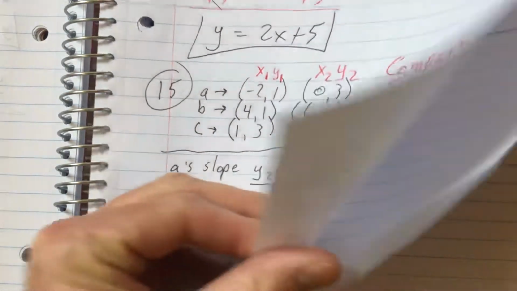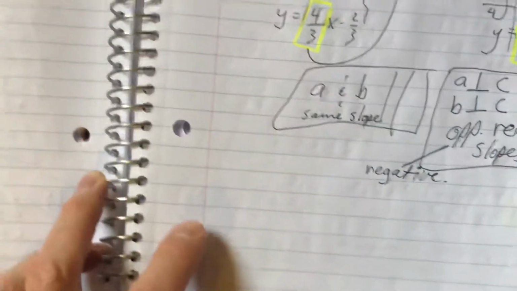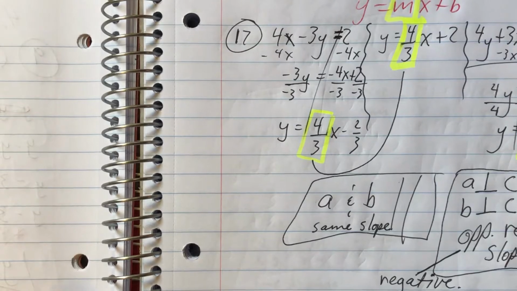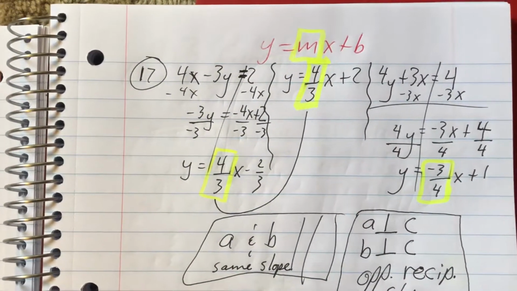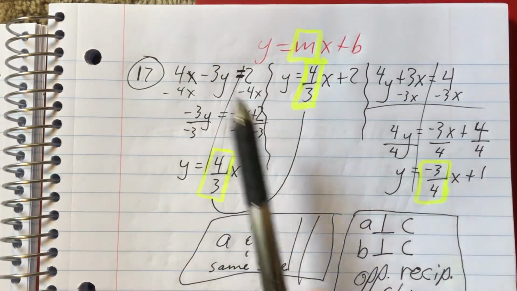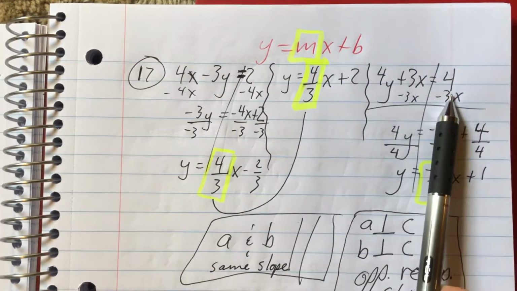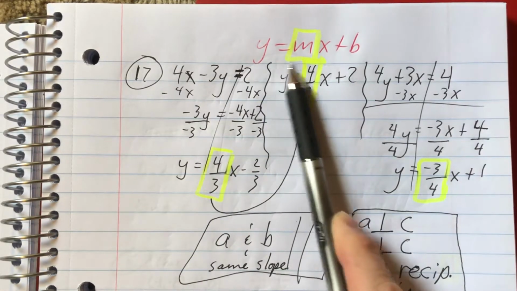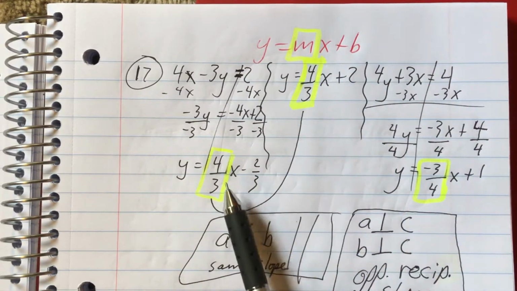All right, moving on to number 17. Number 17, we're comparing the slopes of all of these lines, and we're going to find out if anything is parallel or perpendicular. So here are the 3 equations, and I write them side by side so that I can solve for y and get all of them in y equals mx plus b form to compare their slopes.